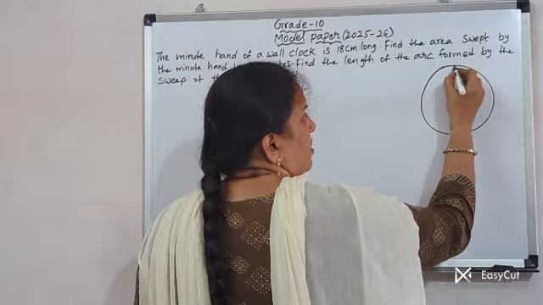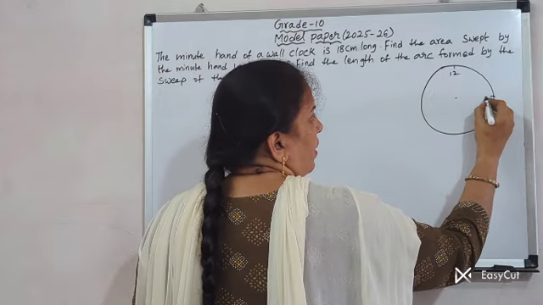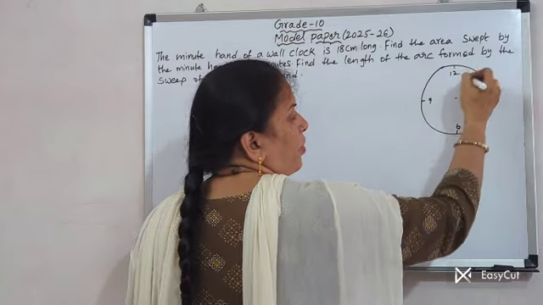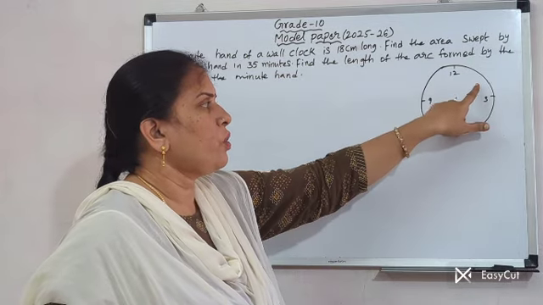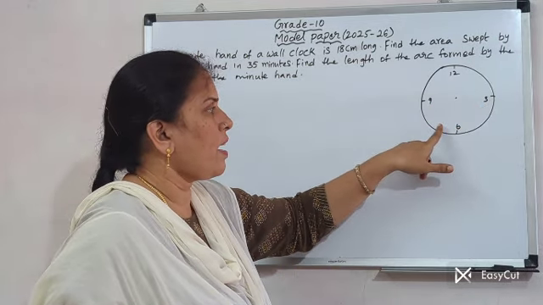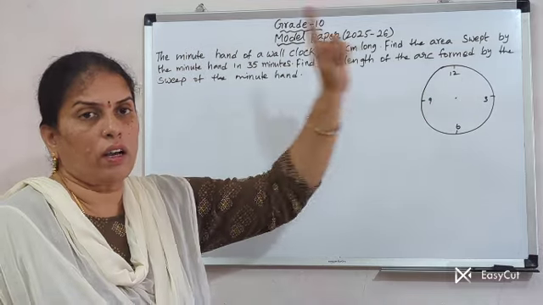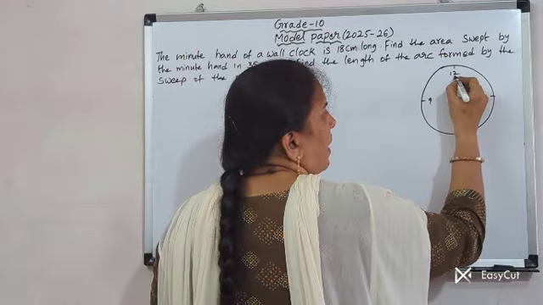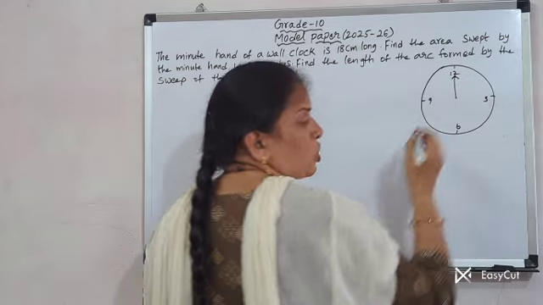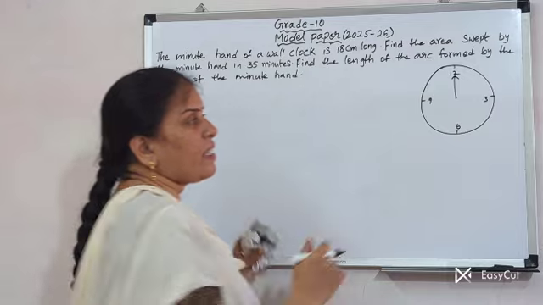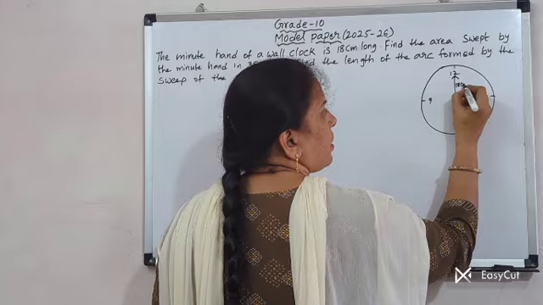See, I am starting: this is 12, this is 3, this is 6, here is 9. In the middle, what will be there? 1, 2, 3, 4, 5, 6, 7, 8, 9, 10, 11. Okay? This is a wall clock. The minute hand is this one. Start from 12. So, what is the length of the minute hand? 18 centimeters long.